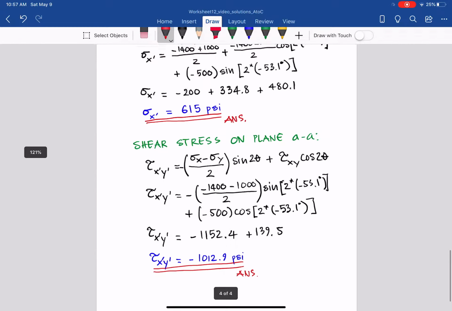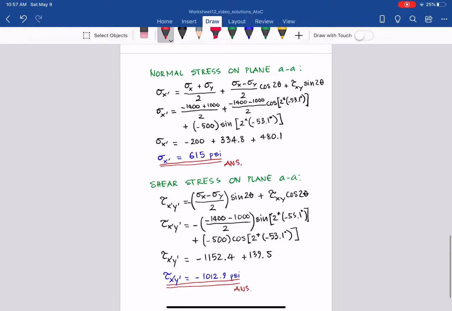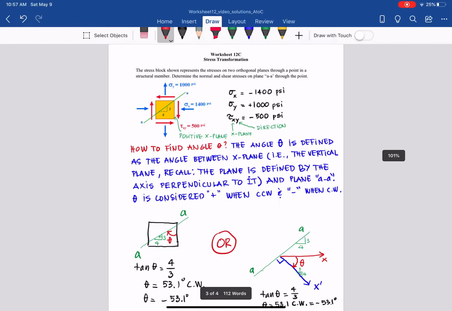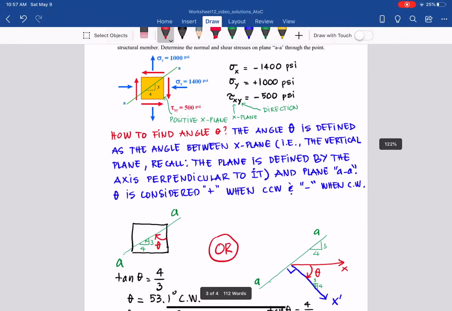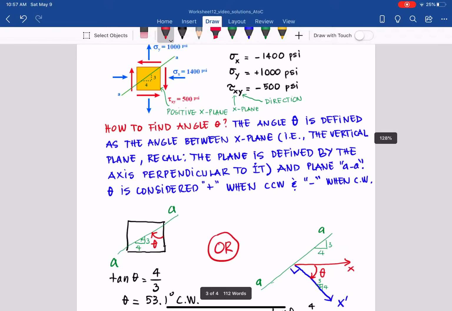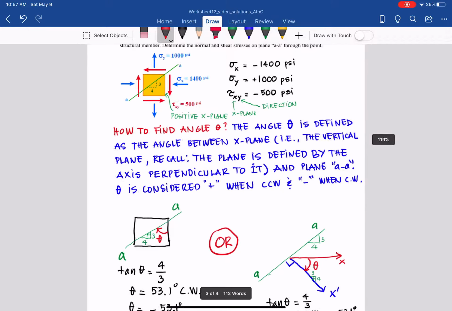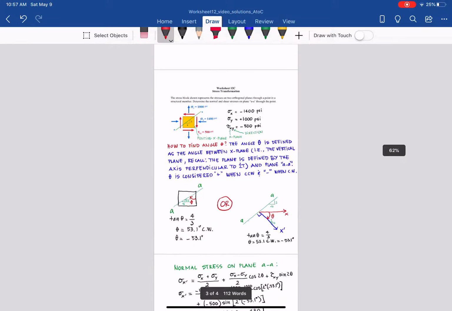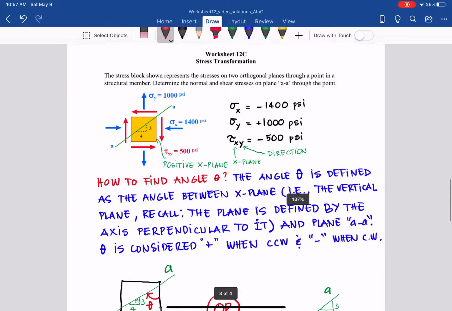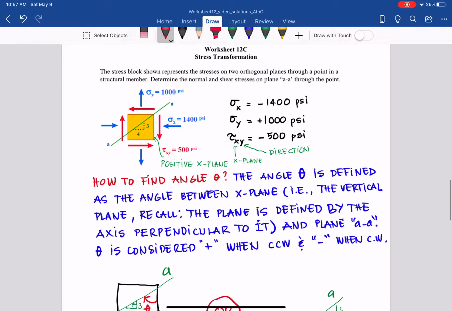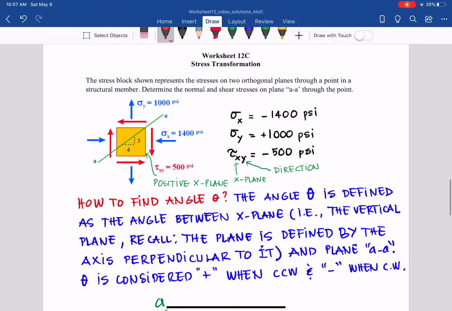So the equation is not difficult, but how to define sigma x, sigma y, tau xy from the stress blocks, and especially how to find the angle theta, is very critical. So this problem is considered very critical. That's why I start this early, so that you can have all the concepts before you are able to practice on other problems in today's lesson.